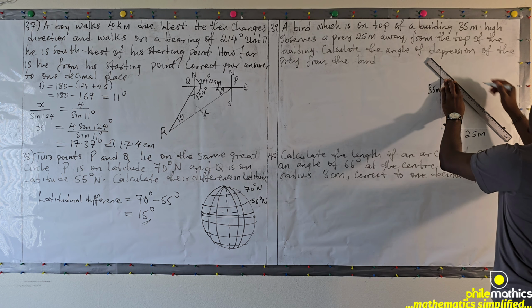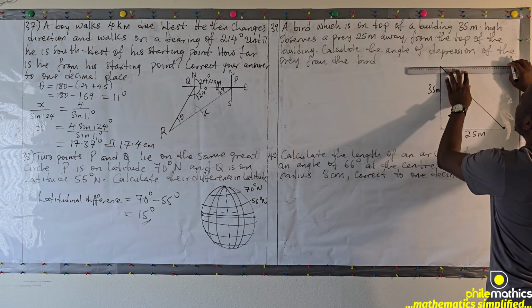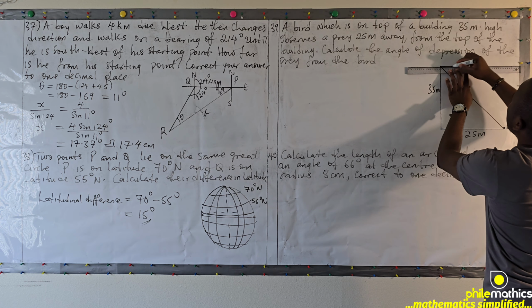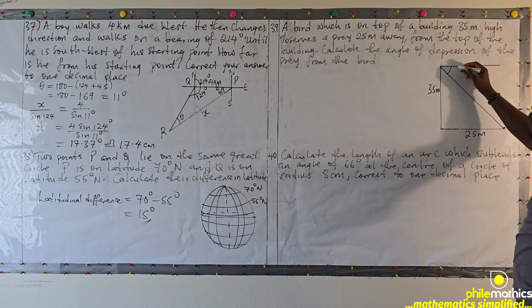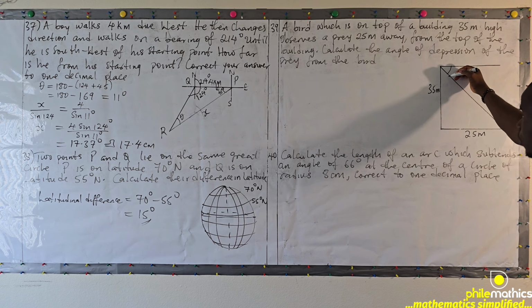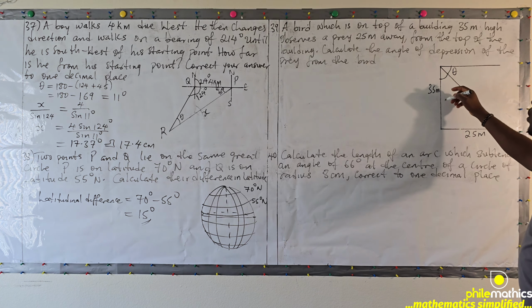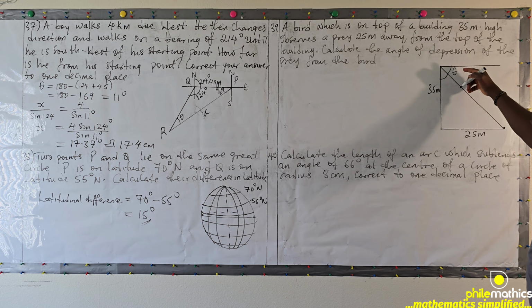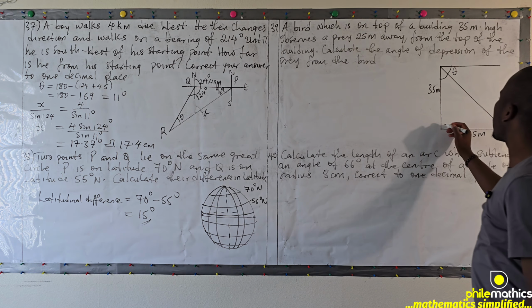Remember, angle of depression is this angle here from its normal eye level to this angle of depression. So we're looking for this angle here. If we get what this angle is, we subtract it from 90, we get what theta is. How do we get what this angle is?